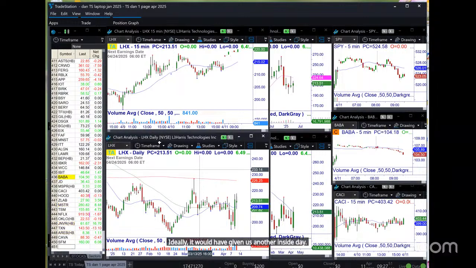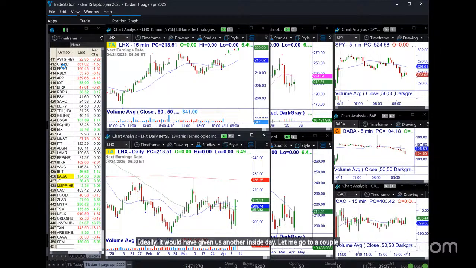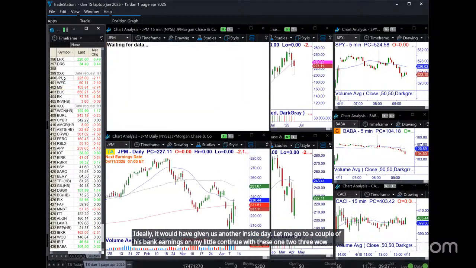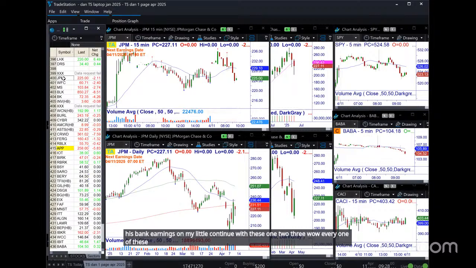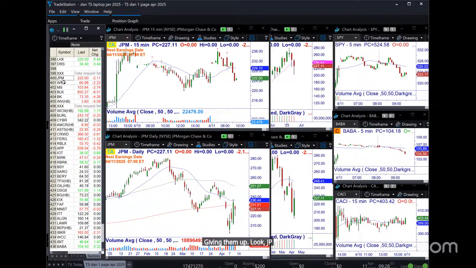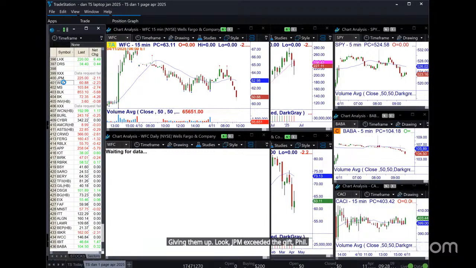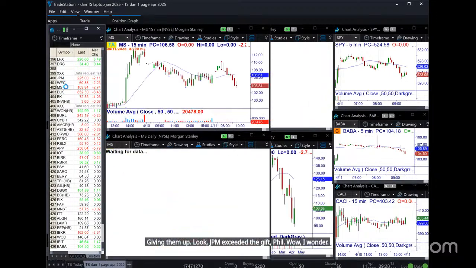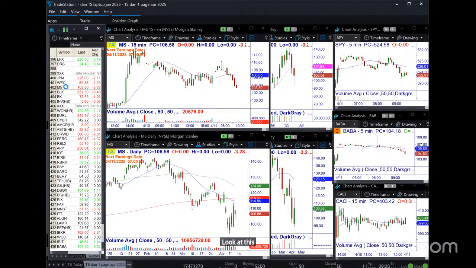Let me go to a couple of these bank earnings and then I'll continue with these 1, 2, 3s. Wow, every one of these banks were green this morning. Giving them up. Look, JPM exceeded the gap fill. Wow, I wonder. Look at this. Every one of these were bullish this morning. Wow.